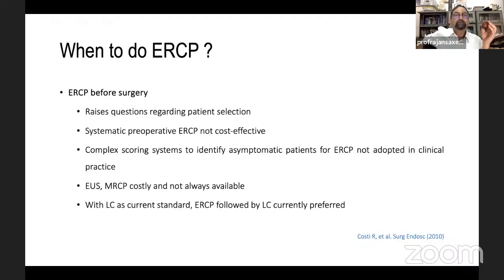So, when to do ERCP? When there is a clear-cut diagnosis of CBD stone, either on an ultrasound or MRCP, preoperative ERCP has to be done. But the question arises when there is a high risk or an intermediate risk of CBD stones based on the risk prediction models. It has been questioned regarding patient selection, and it has been shown that it is not cost effective, and complex scoring systems have already been discussed. Previously, US and MRCP were thought to be costly and not available, but nowadays MRCP is routinely available, so it should be done as a standard of care.